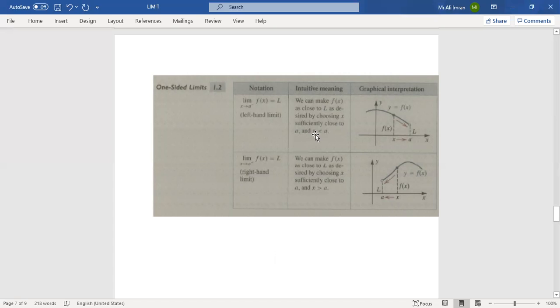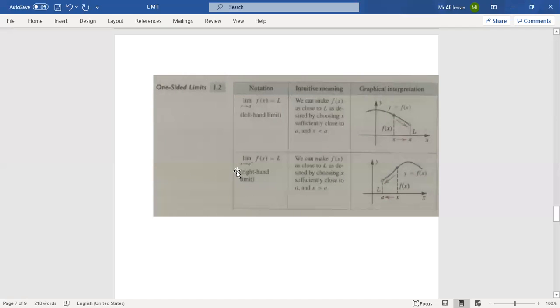and in this case we have x less than a. Graphically, we will approach the limit x approaches a from the values x less than a, and graphically the limit is shown by an open circle.